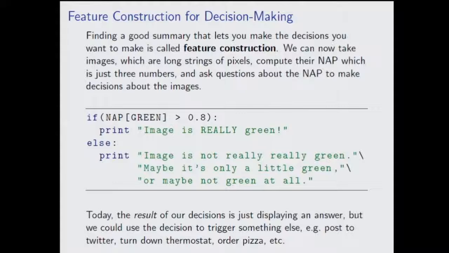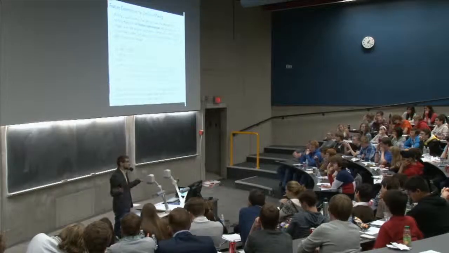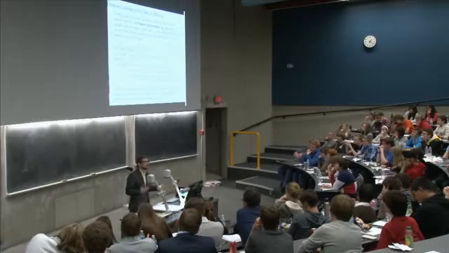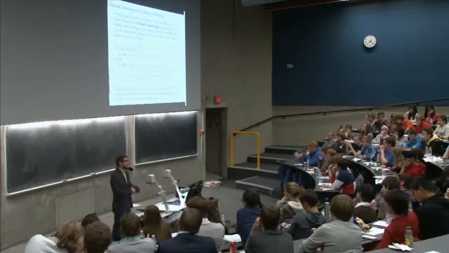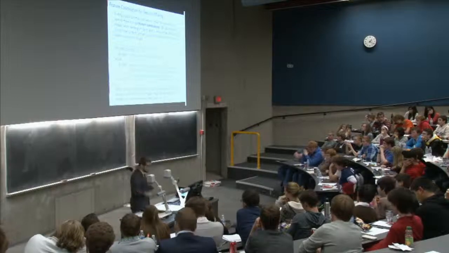And I want to mention, too, that even though in these little examples the results of the decisions are just me printing different stuff, which is maybe not super exciting, the result of the decision doesn't have to be printing something. It could be all kinds of things. You could post to Twitter. You could turn down a thermostat. You could order pizza. Because computers are so prevalent and can control so many things, these decisions can have impacts in whatever way you might need them to have.